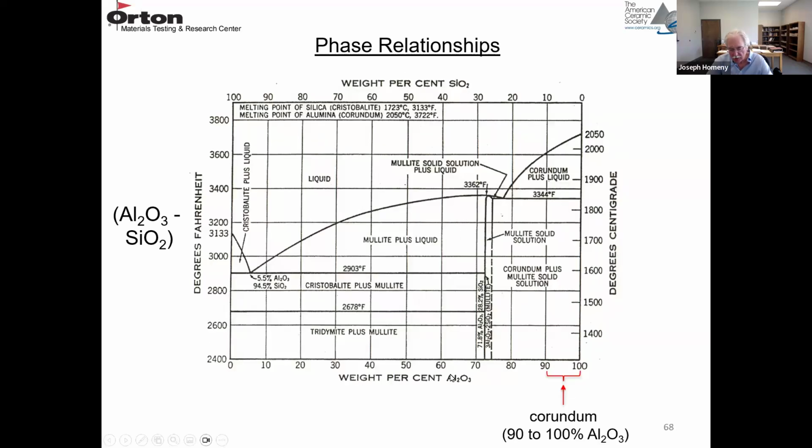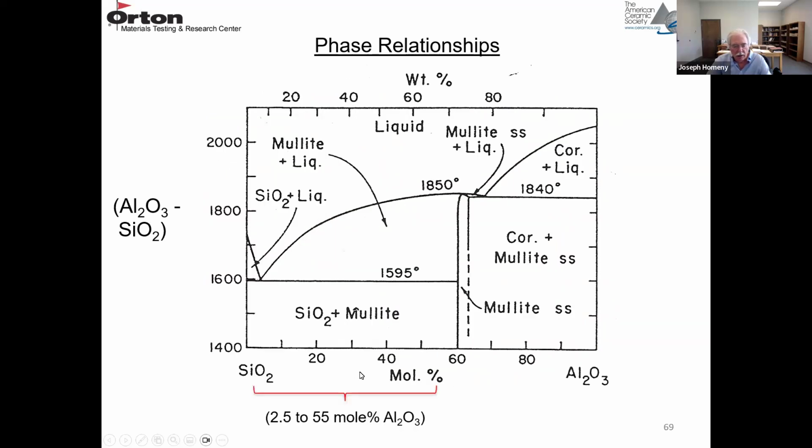This is in weight percent alumina, so you're looking at about 72% alumina for mullite. And then this one is in mole percent, so it's 60 mole percent alumina in mullite. So what I want to do is just look at this region to the left of mullite, from about 2.5 to 55 mole percent alumina, and see how much liquid develops as soon as we cross this solidus curve of 1595 degrees, and that's degrees C.